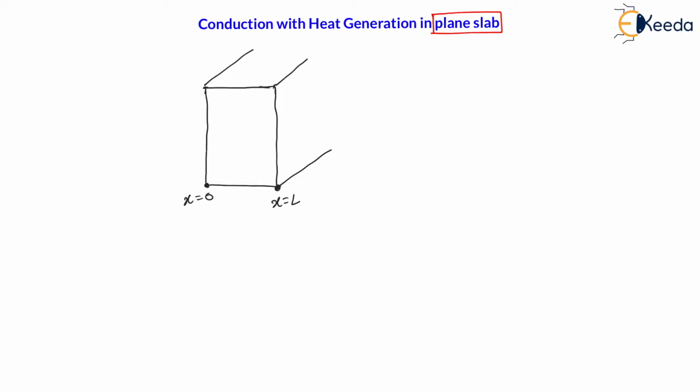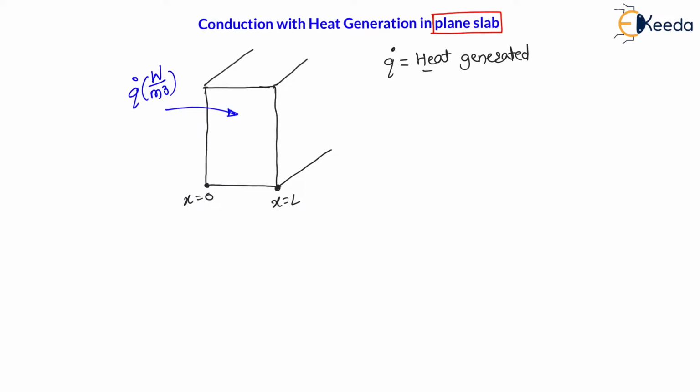Now for this slab, the heat is generated within the slab. Therefore let us say the heat generated within the slab is q dot, which is in watt per meter cube. We can say this q dot is nothing but the heat generated within the slab per unit volume.